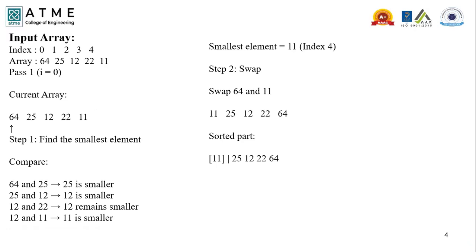So 11 will be swapped with 64. The smallest element is 11, so next we swap 11 and 64. 11 will be in the first position, and 64 will be in the last position. Now we can see that the smallest element is placed in its position first. In selection sort, the smallest element is always placed in its position. Now this will be the sorted part and this will be the unsorted part. In the next phase we select 25 and compare it with all the remaining elements. This process continues till all the elements in the array are sorted.